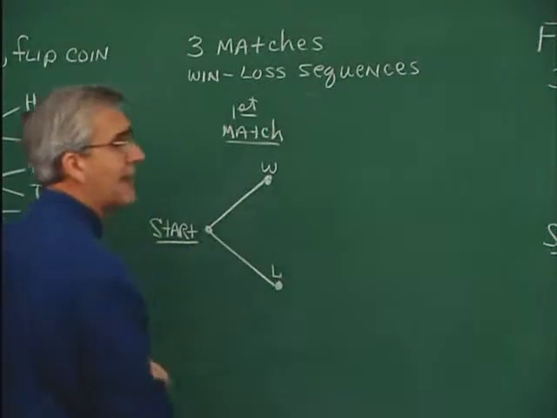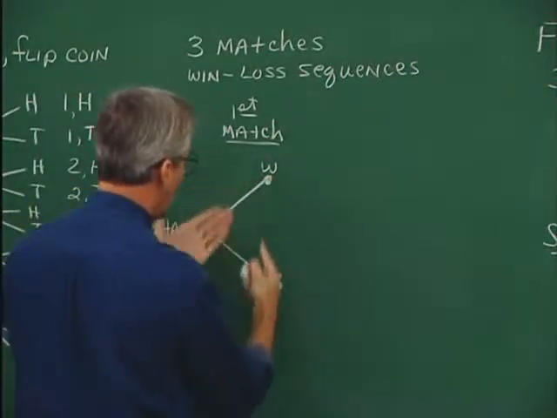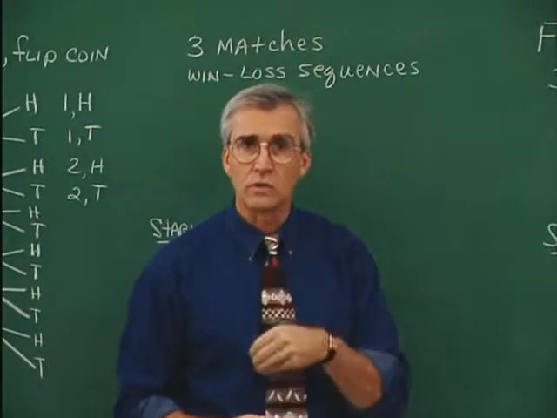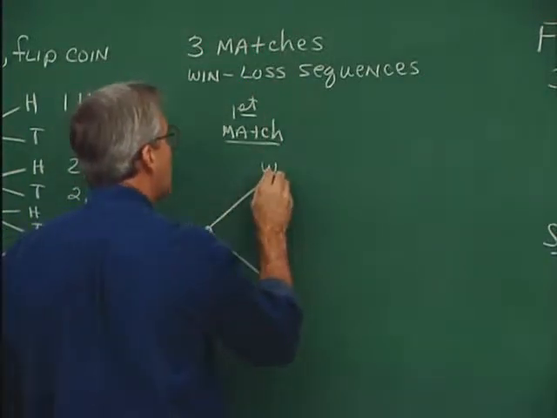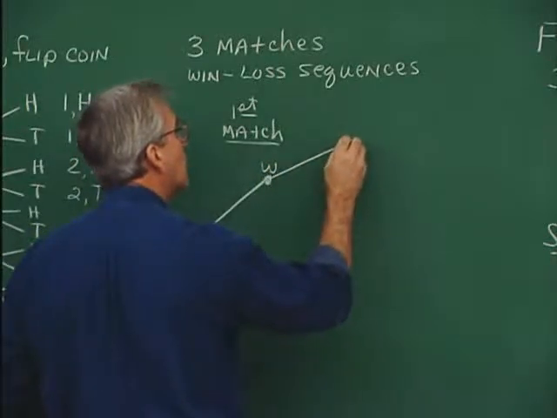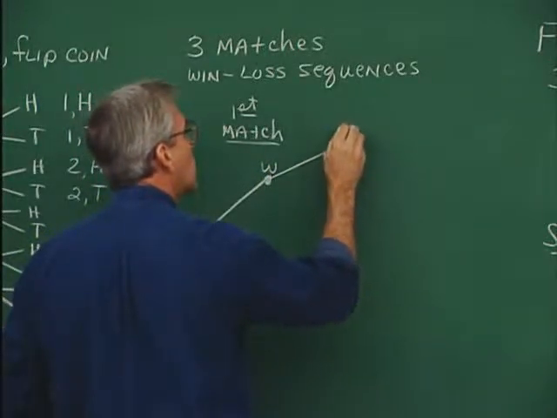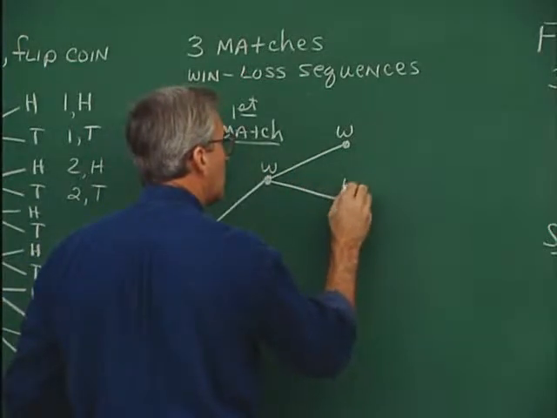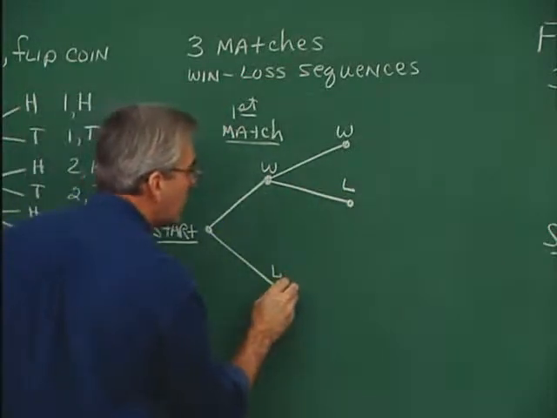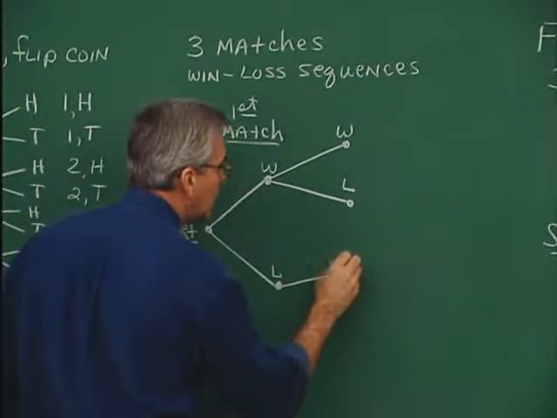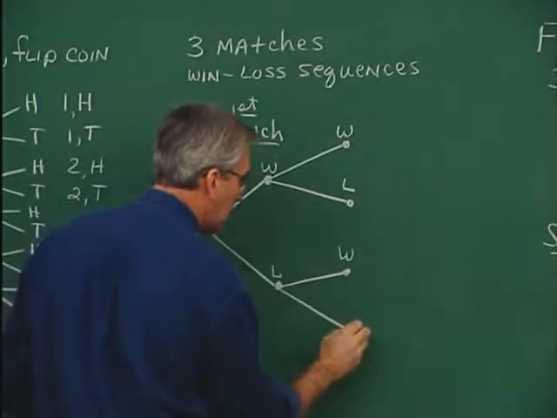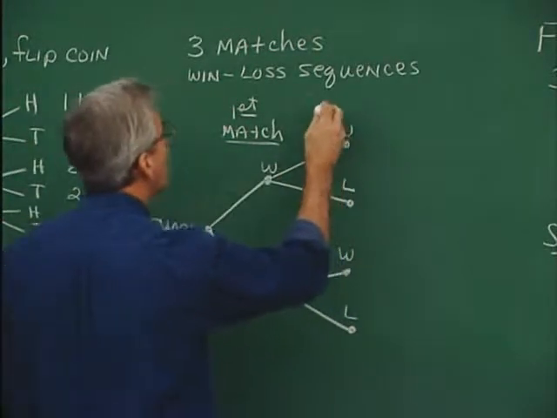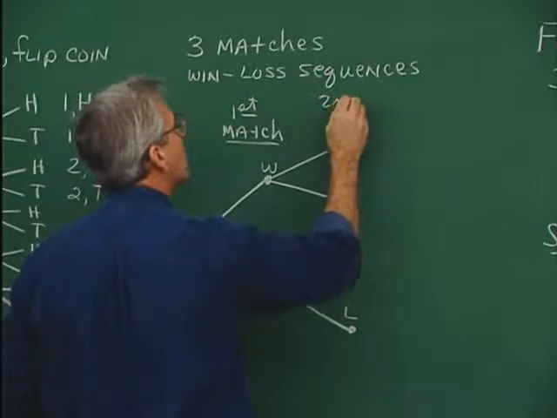Now, what's possible after that? Well, whether we have won or lost the first match, in the second match, we could either win or lose. So from here, we have the possibility of a win or a loss. And from here, we have the possibility of a win or a loss. And at this point, we have finished our second match.